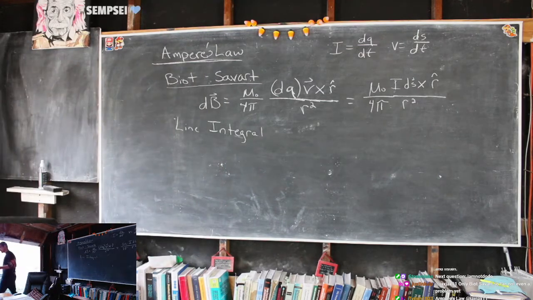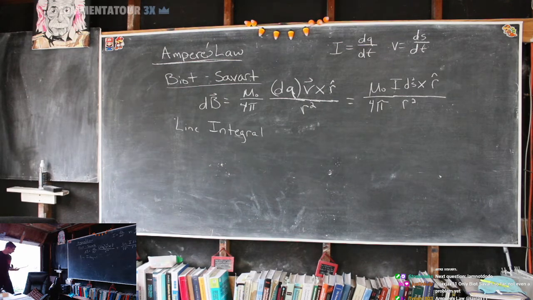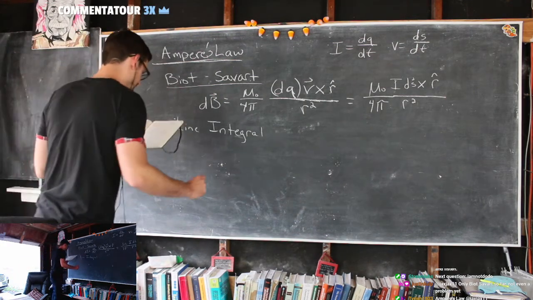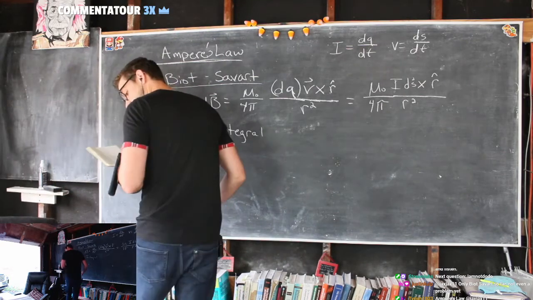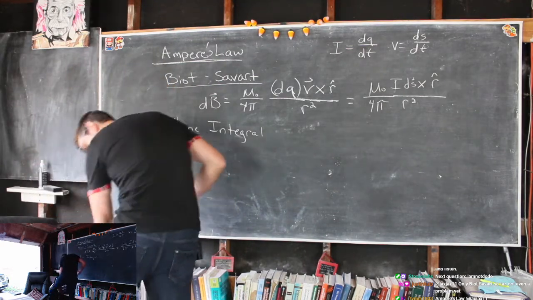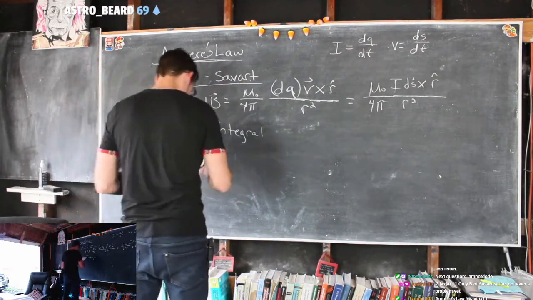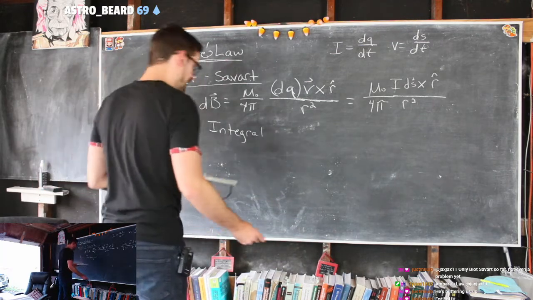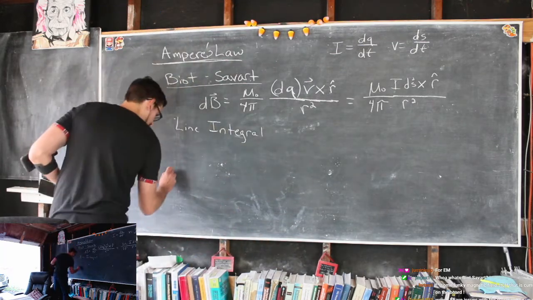You'll need line integrals to solve Biot-Savart's law, to solve Ampere's law. So let's kind of define what they are. And then we can move into actually incorporating the magnetic field. Okay. So if we were to have some line.